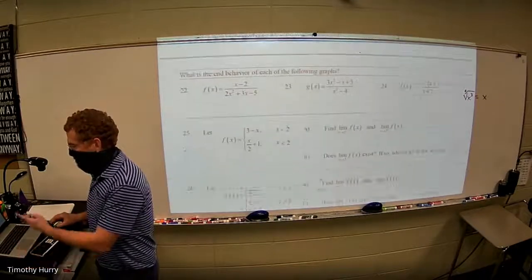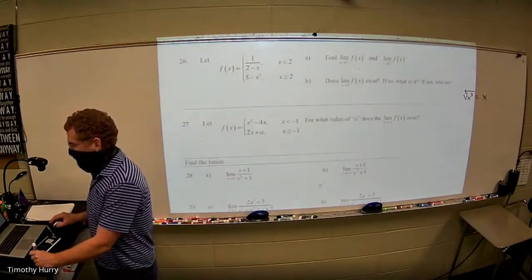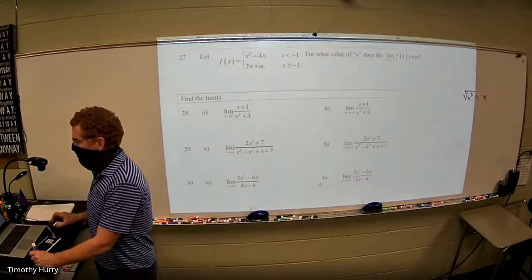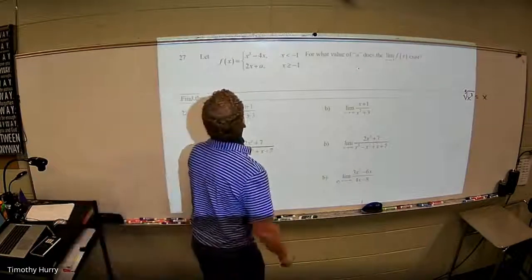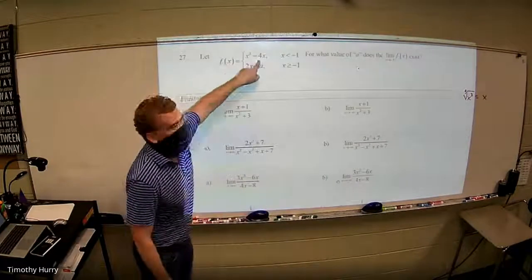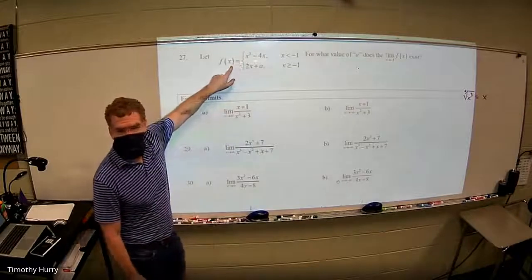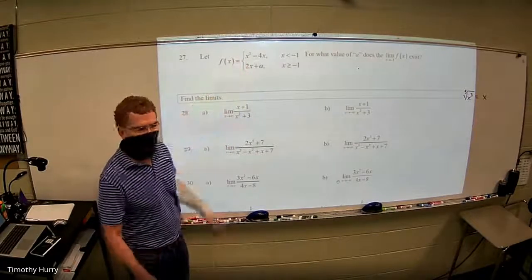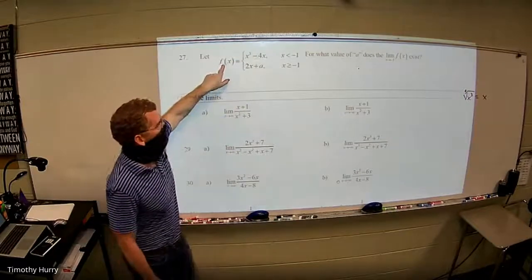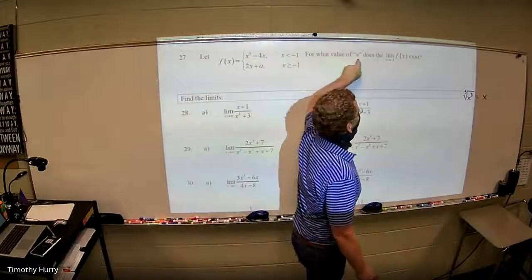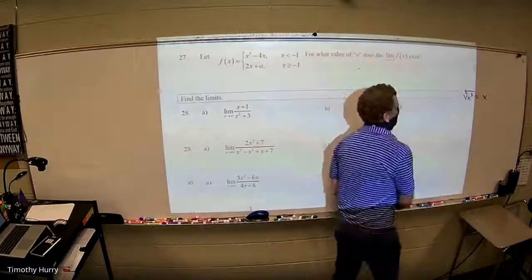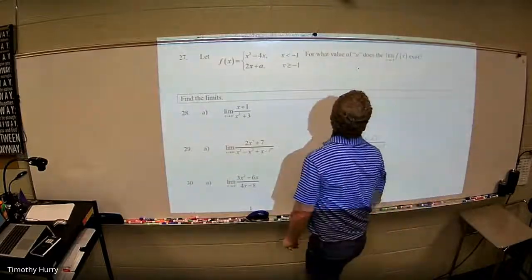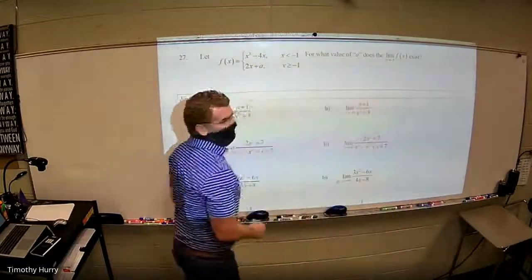So I put a bunch of other stuff in here, let me just talk about one more. Look at number 27. All right, I have this function. It's a piecewise function. Stay with me. So this is actually an AP question. I've changed numbers or maybe something. But this question says, for what value of A will this limit exist? Now, I'm saying, well, the limit as x approaches -1.